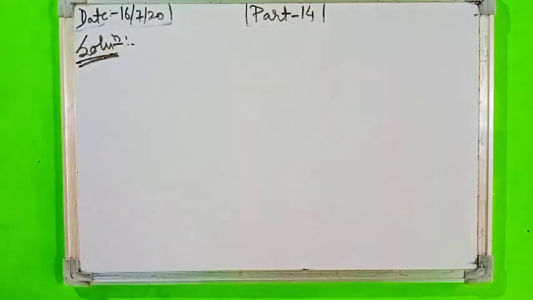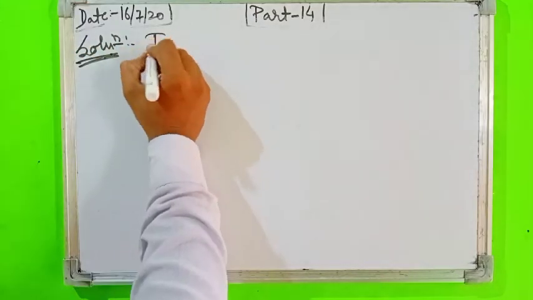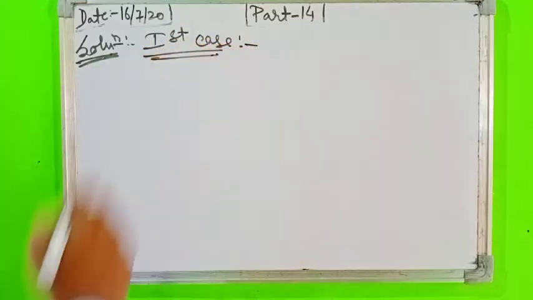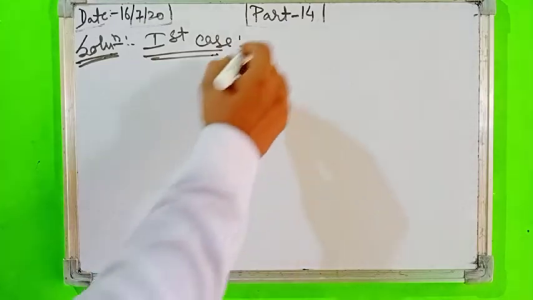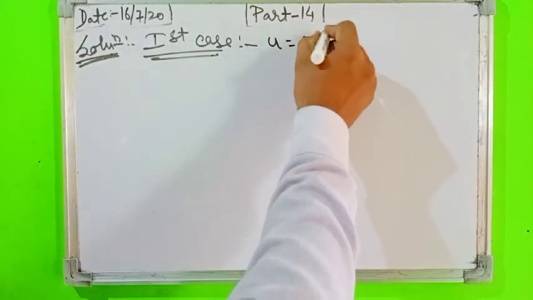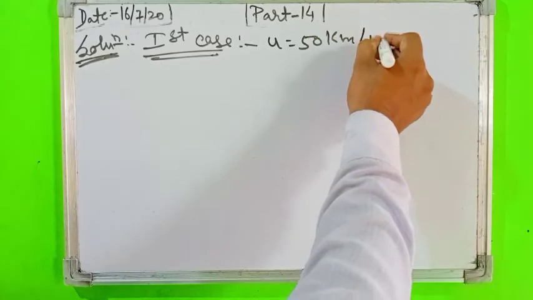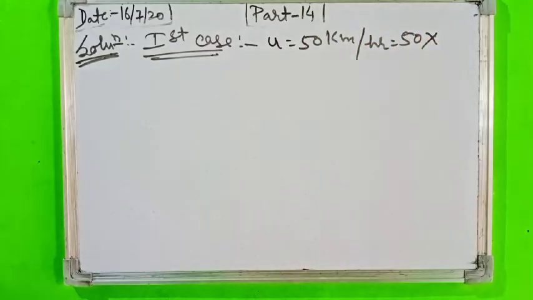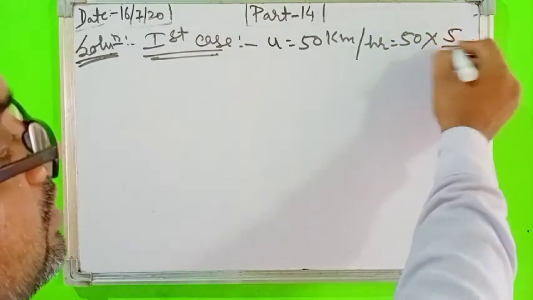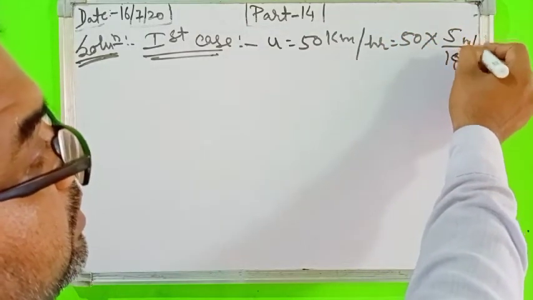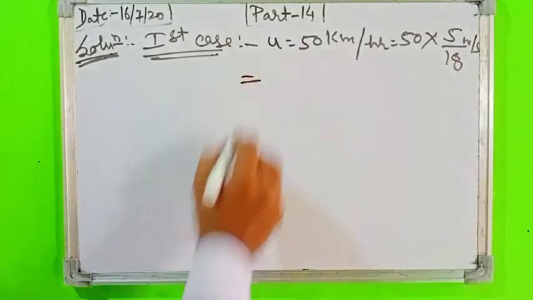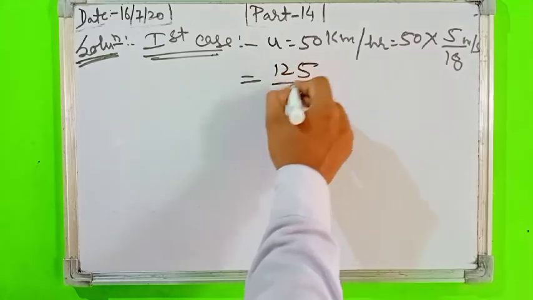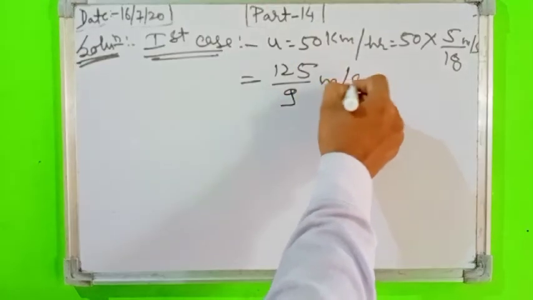Solution for the first case. It is given u is equal to 50 kilometer per hour, that is 50 into 5 upon 18 meter per second, and it is equal to 125 upon 9 meter per second.